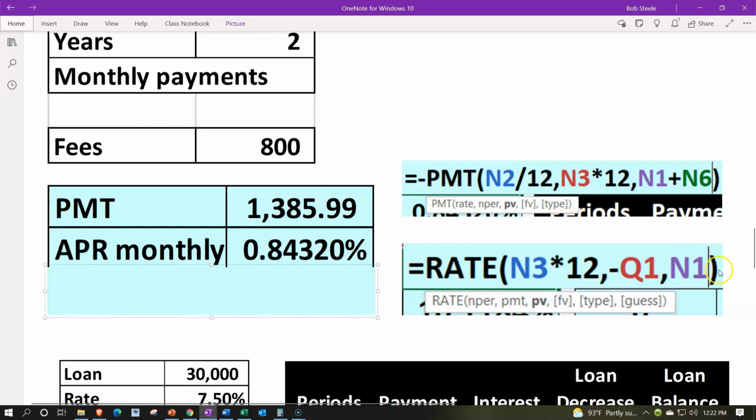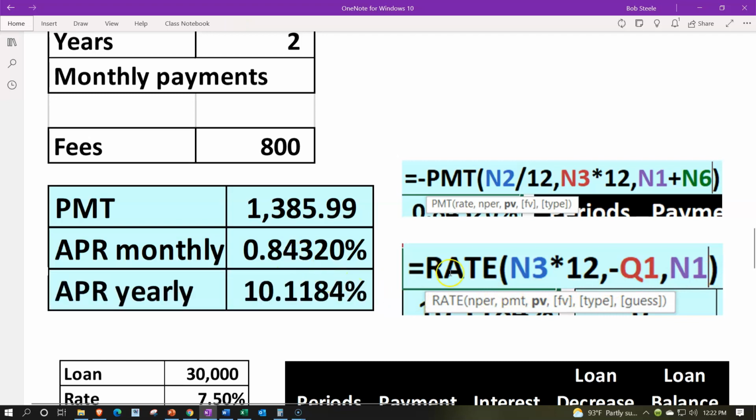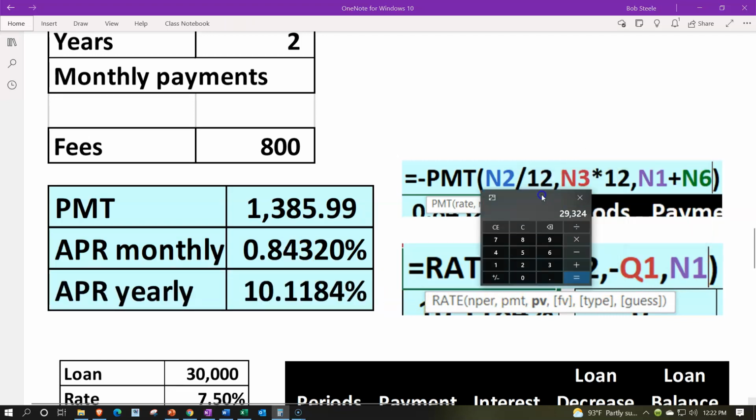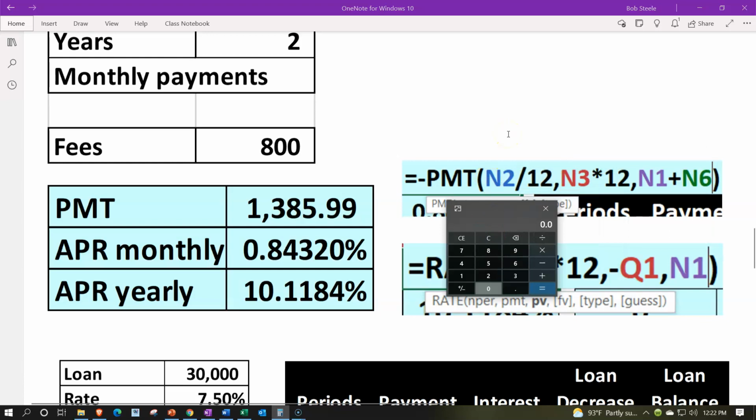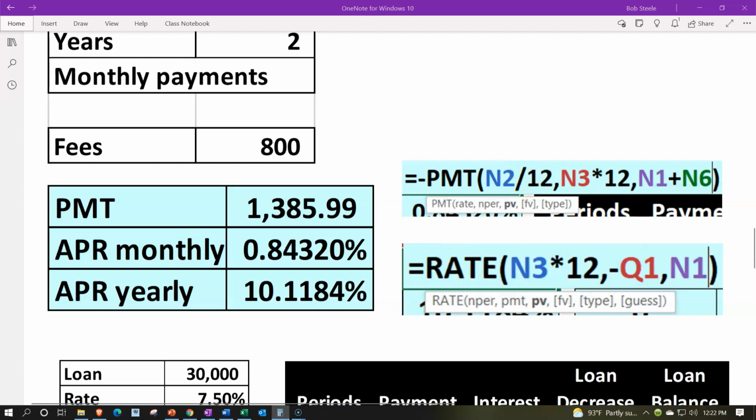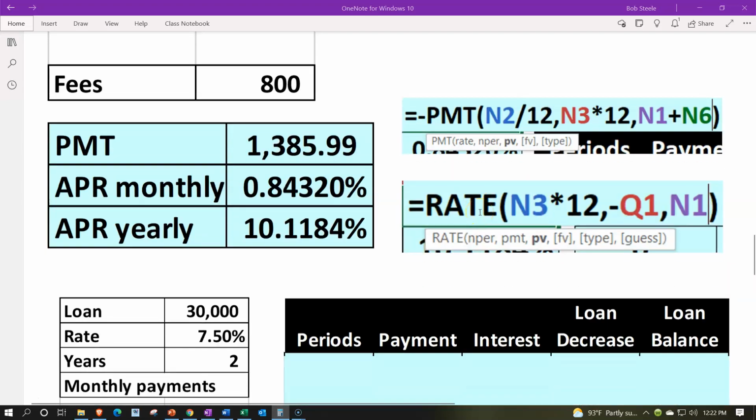Now, we could close it up and then multiply it times 12 to get the yearly amount, but I'm going to do that in a second calculation. So this would be the monthly amount, and then we just take that number and multiply it times 12: 0.008432 times 12, and that would be the 10.1184, and so on. So there we have it.